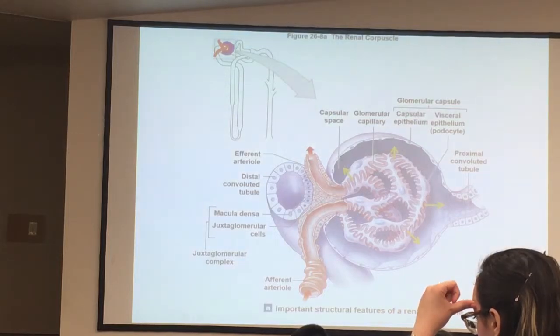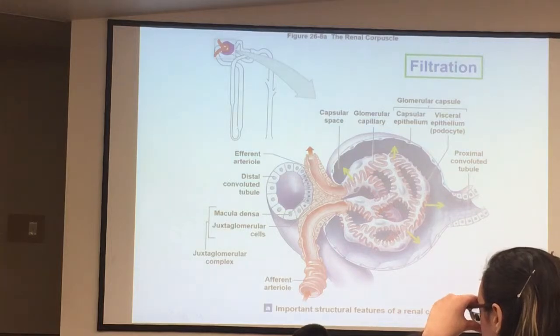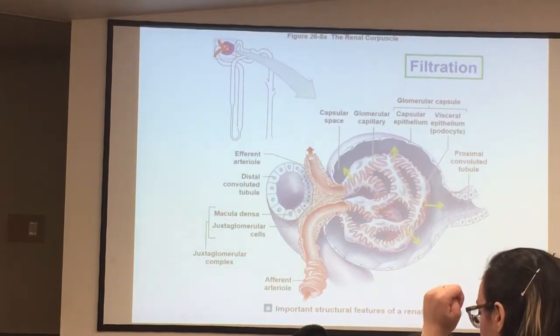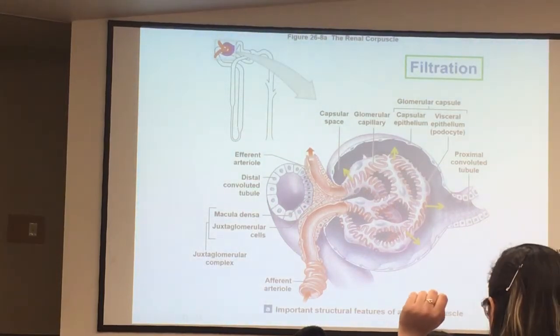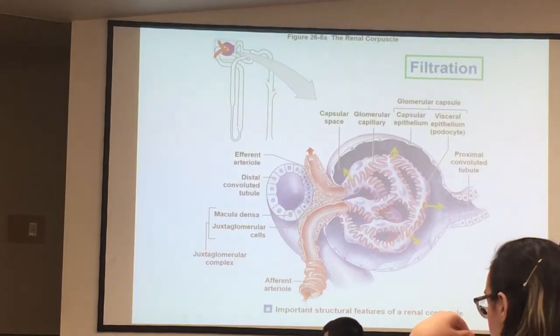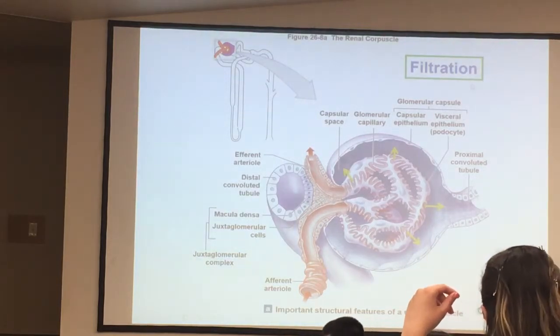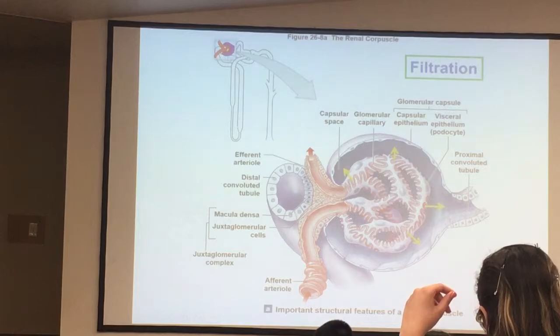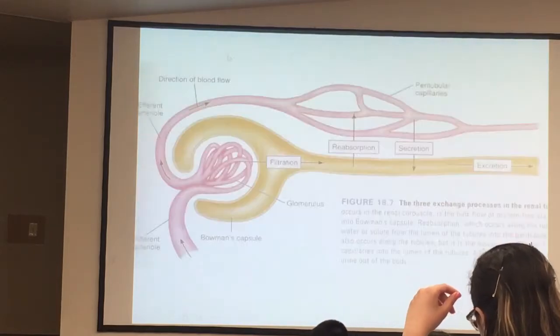The first part we call filtration, where the fluid comes out. Why do we have so much blood flow to the kidney? Because they get rid of the urea, right? The fluid comes out first into the Bowman capsule, or capsular space, and then moves down to the PCT. That's filtration: getting rid of something we don't want.